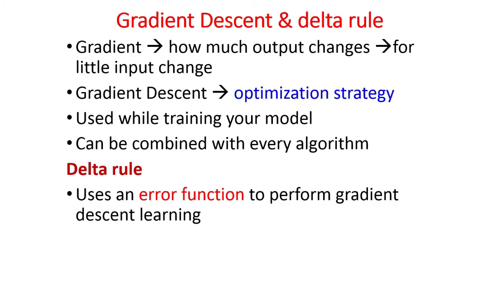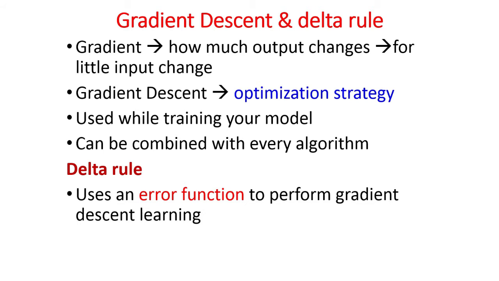Gradient descent and delta rule. A gradient measures how much the output of a function changes if you change the inputs a little bit. Gradient descent is an optimization strategy. It is used while training our model. It can be combined with every algorithm. Delta rule.